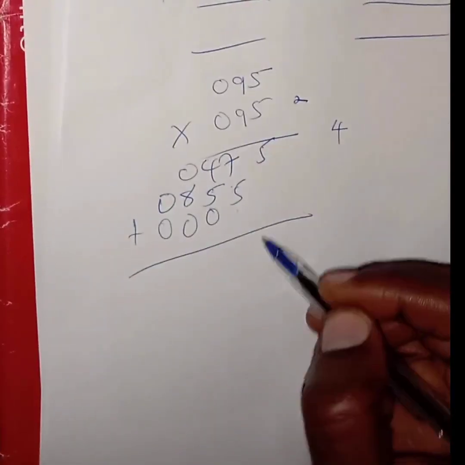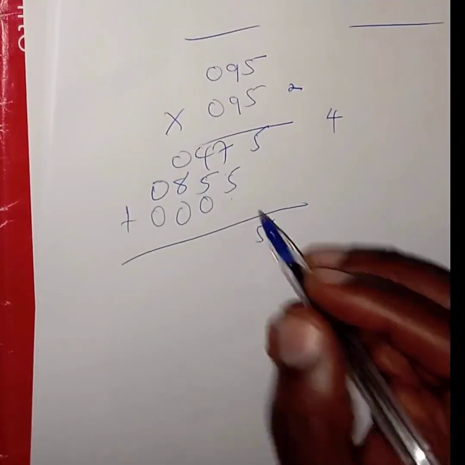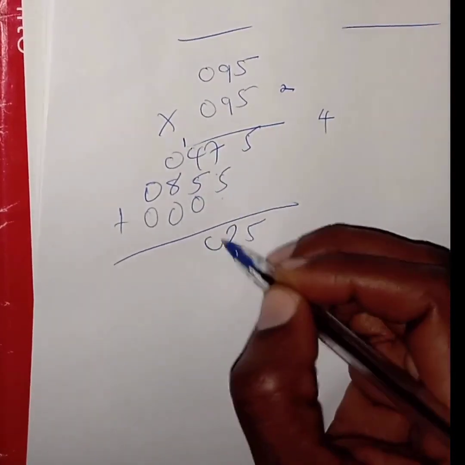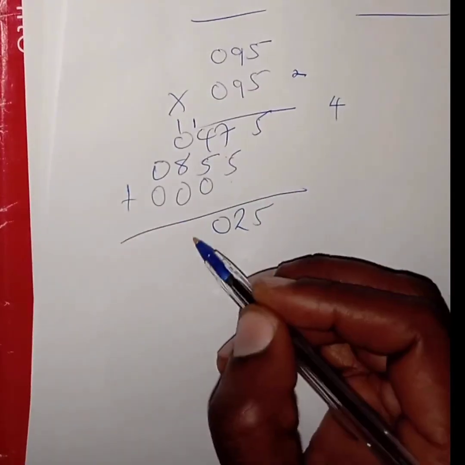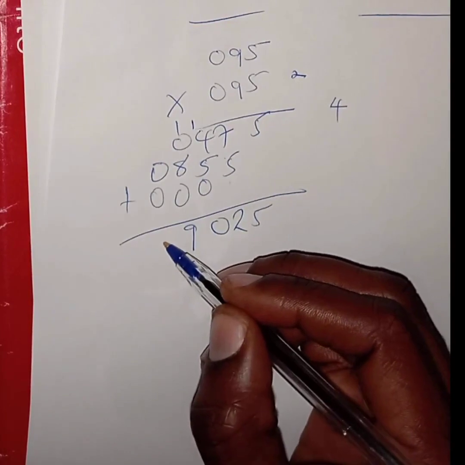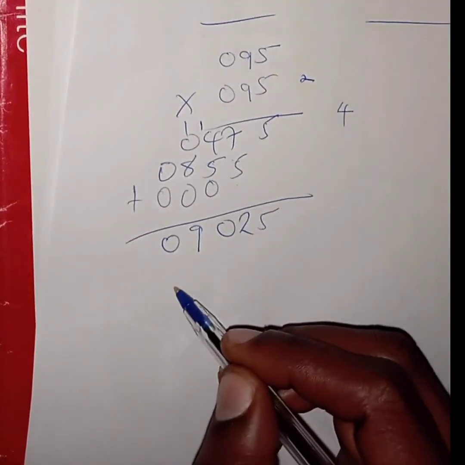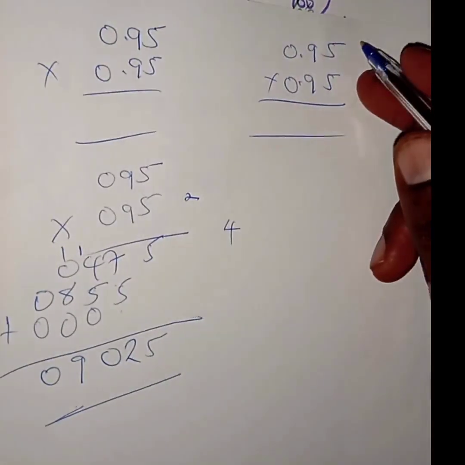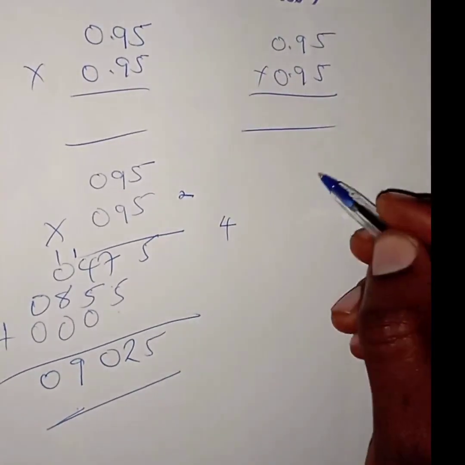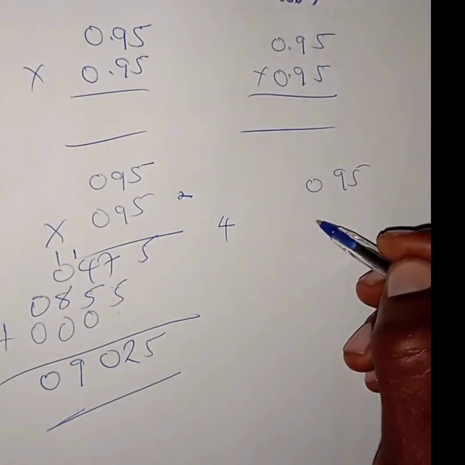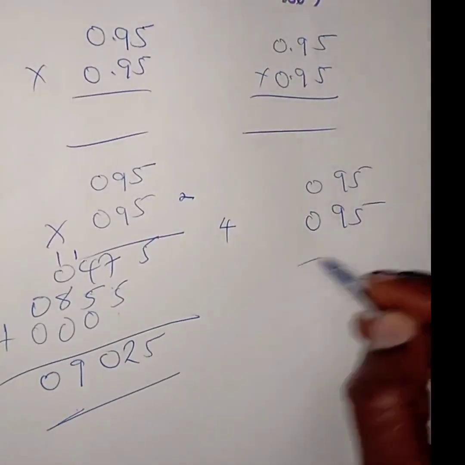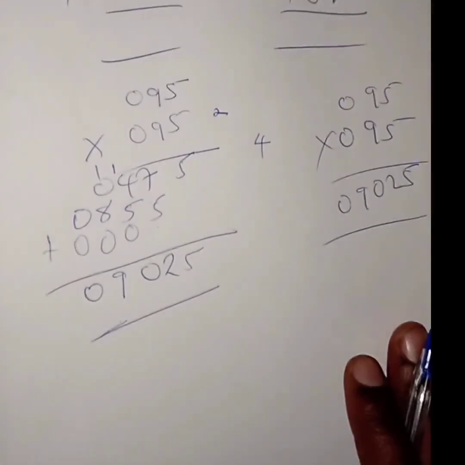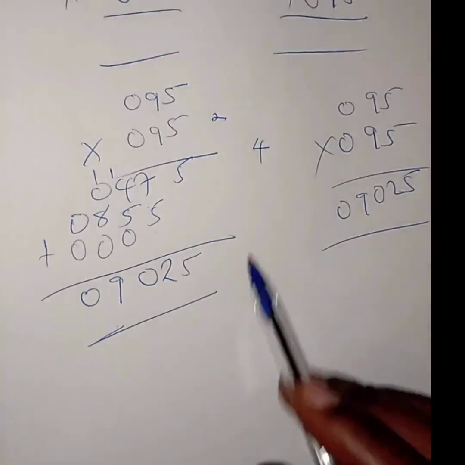So let's add. You have 5 here. 7 plus 5, you have 12, 2 carry 1. 4 plus 5, 9 plus 1, 10, 0 carry 1. 8 plus 1, you have 9. 0 here you have. Now leave it the way it is. When you multiply 0.95 times 0.95, you get 0.9025.